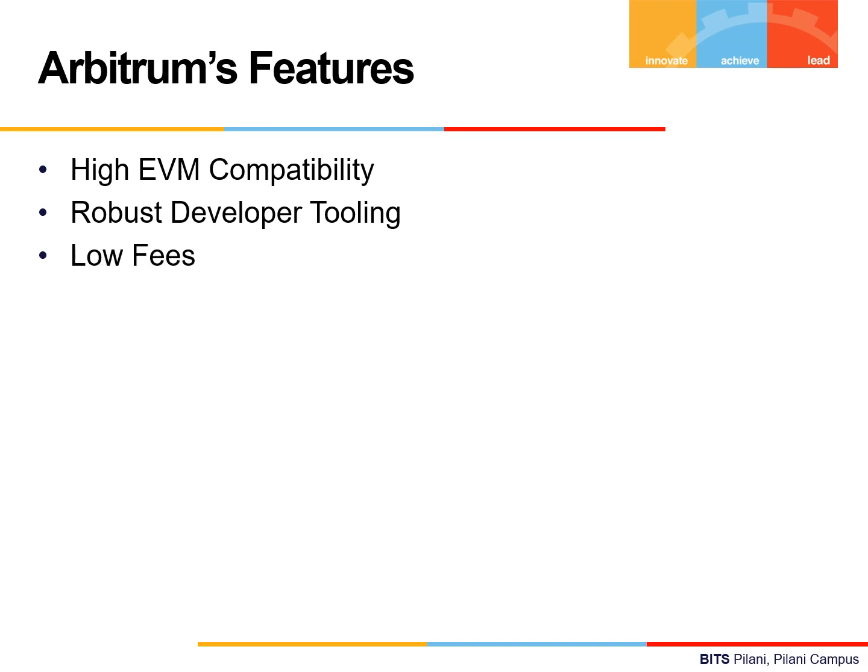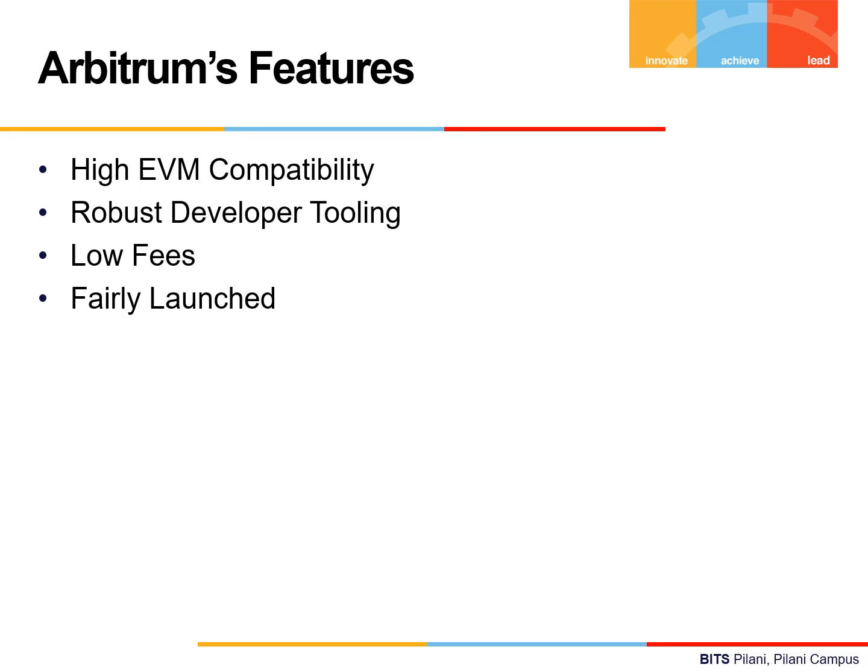The third feature is low fees. As a layer 2 scaling solution for Ethereum, Arbitrum isn't just designed to boost Ethereum's transaction throughput, but it also minimizes the transaction fee at the same time. Thanks to its extremely efficient rollup technology, Arbitrum is able to cut down fees to just a tiny fraction of what they are on Ethereum, while still providing sufficient incentives for validators.